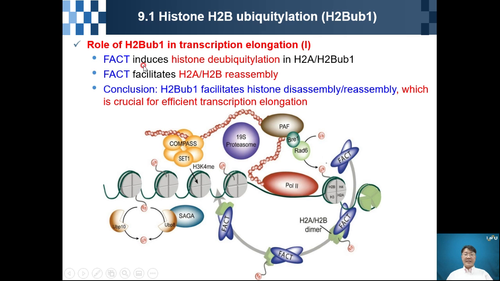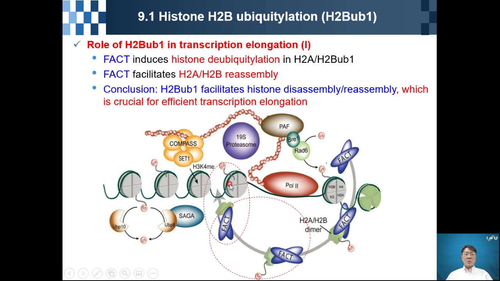So FACT can induce histone deubiquitination, especially in the H2A, H2B-UB1 dimer. It will remove the ubiquitination, especially on H2B-UB1. Also, FACT's main function is as a histone chaperone, so FACT can facilitate H2A, H2B reassembly into the nucleosome.